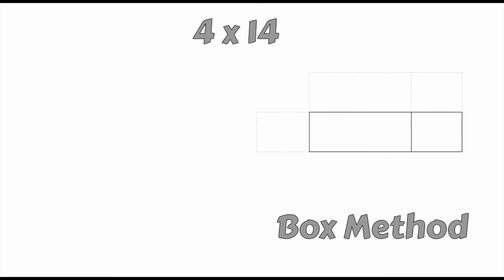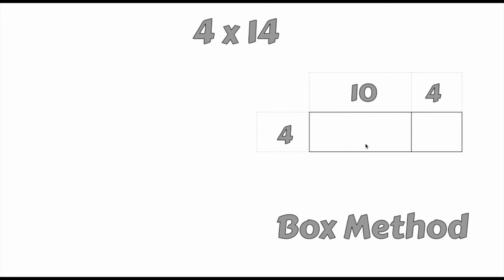All right, so we have 4 times 14, and we're going to use the box method to solve this right here. With the box method, we decompose multi-digit numbers by place value. So in other words, that 14 is the same thing as 10 plus 4. Okay, so 14 is the same thing as 10 and 4 together, still makes 14.